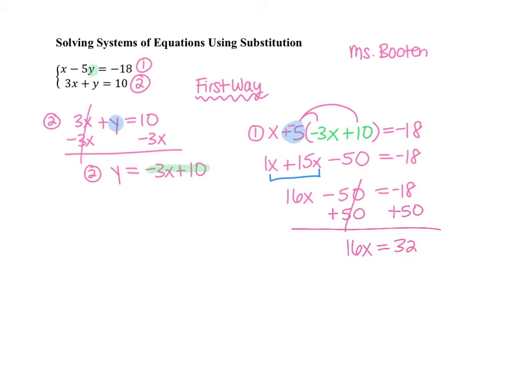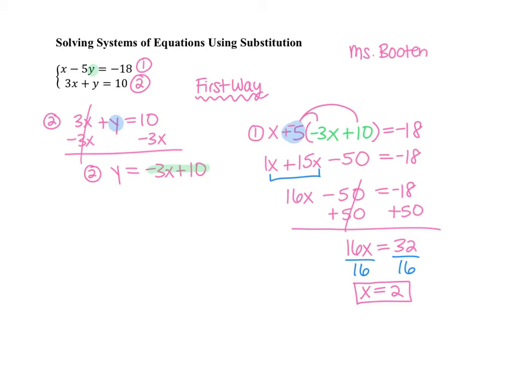And our final step to get rid of the coefficient of x is to divide by that coefficient, 16. So divide each side by 16, and you should know that 16 goes into 32 twice. So x is equal to 2. Great, we've solved for x.